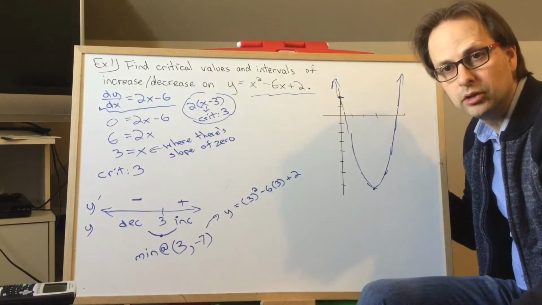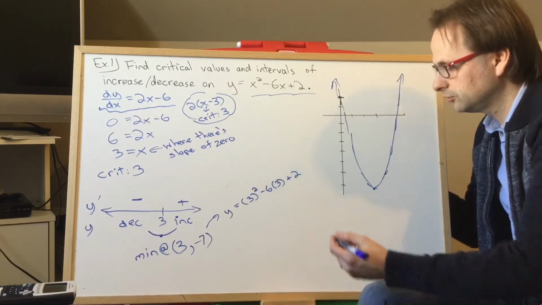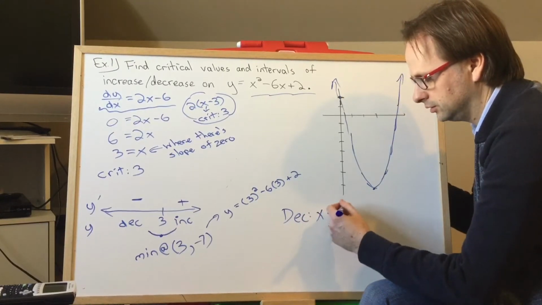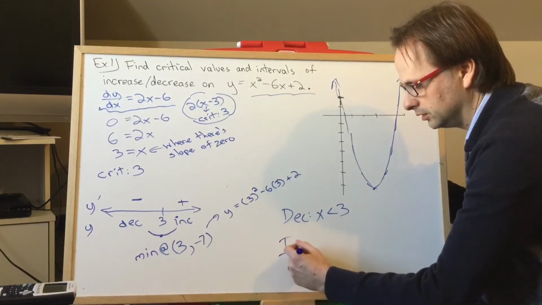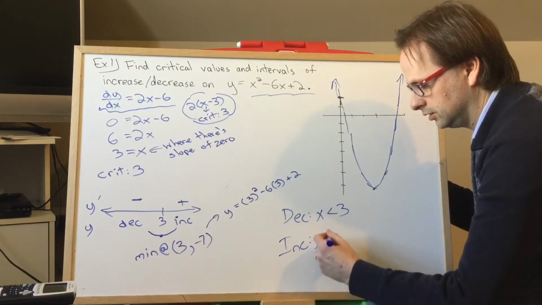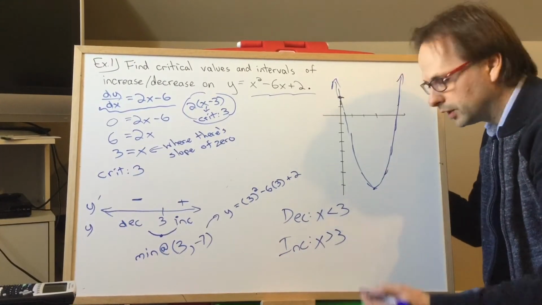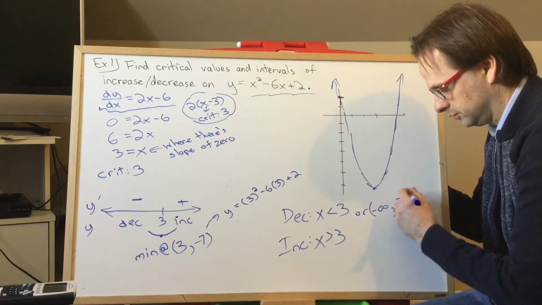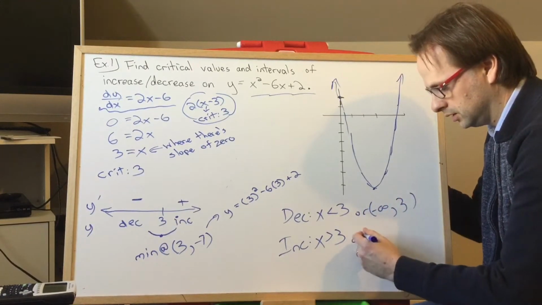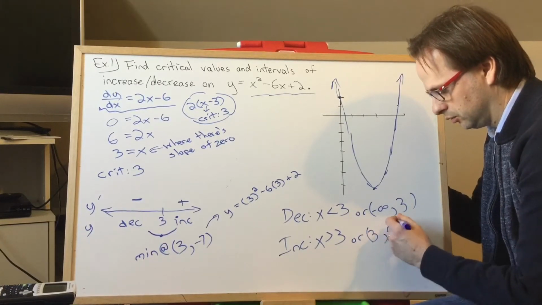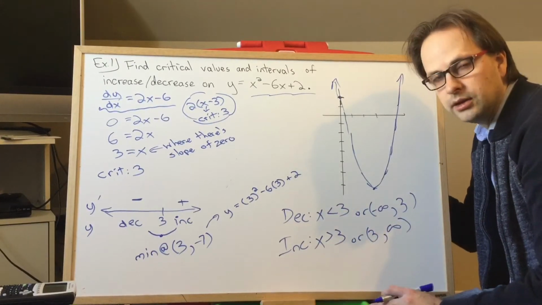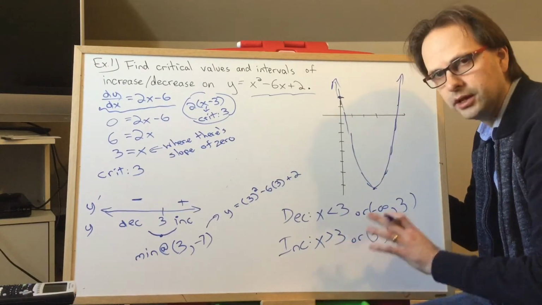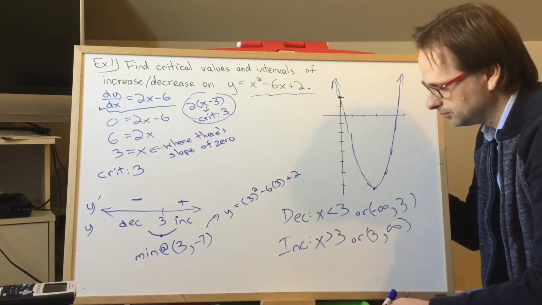If we want to be really clear about the intervals of decrease and increase on this function, it is decreasing for all x less than 3. It is increasing for all x greater than 3. And you can also write those in interval notation from negative infinity to 3 and from 3 all the way to infinity. Now, different textbooks will differ in whether they include the 3 in here. It's not a big deal either way.